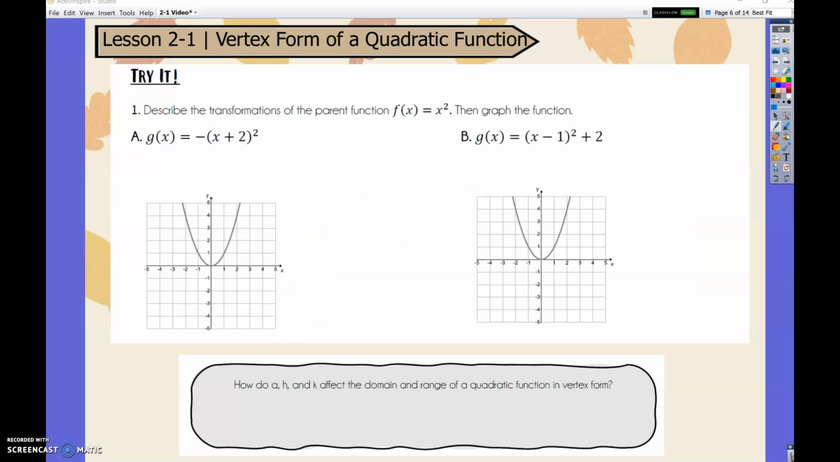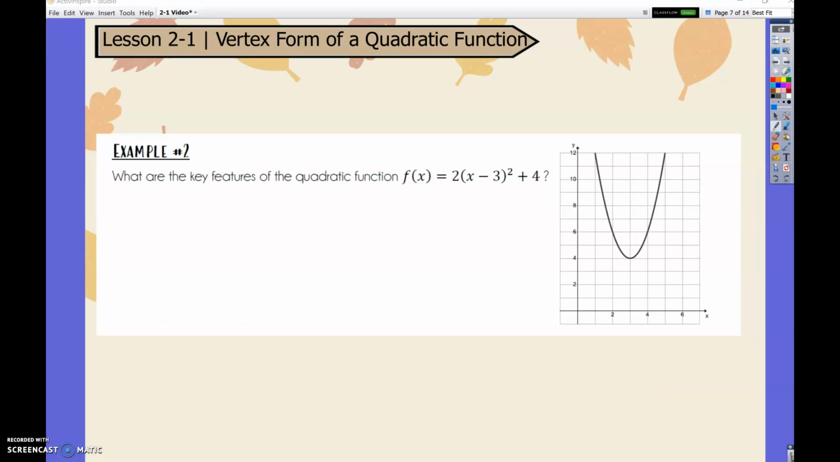I won't graph these ones, but notice how this is going to flip it over the x-axis, upside down or open downwards, if you will. This will shift it to the left 2 and doesn't shift it anywhere vertically. It's a 0 here. So my new vertex will be -2, 0. You could graph that on Desmos to check it, or use your transformations to help you graph that. But again, over here, your vertex on this one is going to be 1, 2. You'll see how quickly you can make your vertex when you use vertex form.